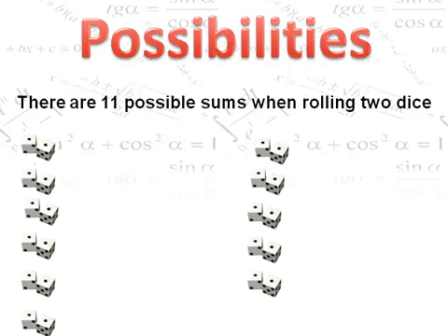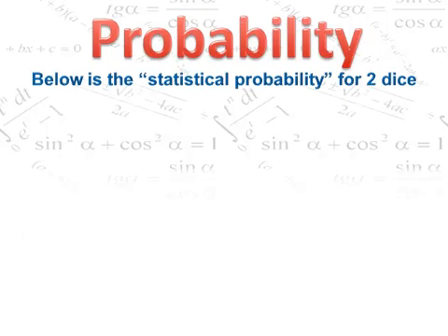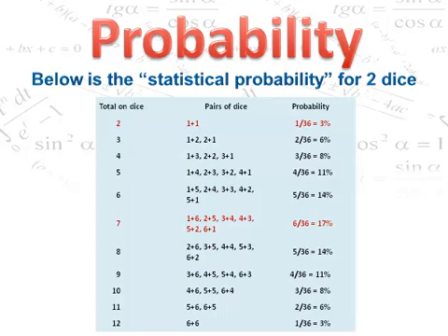There are 11 possible sums when rolling 2 dice: 2, 3, 4, 5, 6, 7, 8, 9, 10, 11, 12. Below is the statistical probability for 2 dice. This is where I got my hypothesis from. There is a larger statistical probability that 7 will be rolled the most. There is the smallest statistical probability that 2 will be rolled the least.